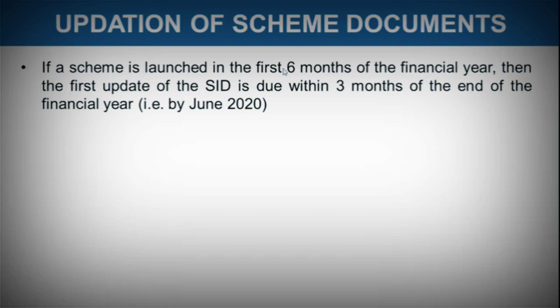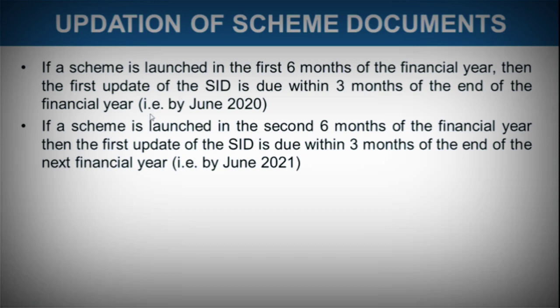If a scheme is launched in the first 6 months of the financial year, then the first update of that scheme information document will be due within 3 months of the ending of the financial year. The financial year ends on March 31st. So if it is the year 2020, within 3 months, June 2020 would be the maximum by which the SID should be updated. So this is how you need to understand this whole statement.